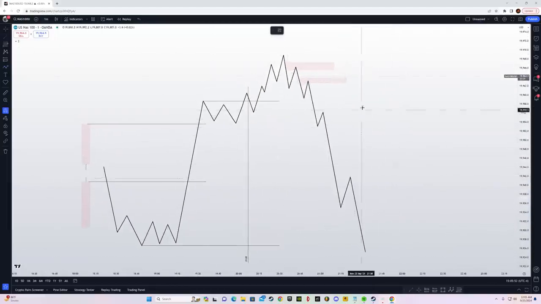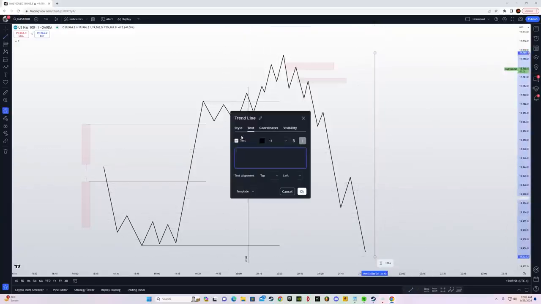So price will push towards this level over here. Now, do note that our trading window is from 7 p.m. to 8 p.m.